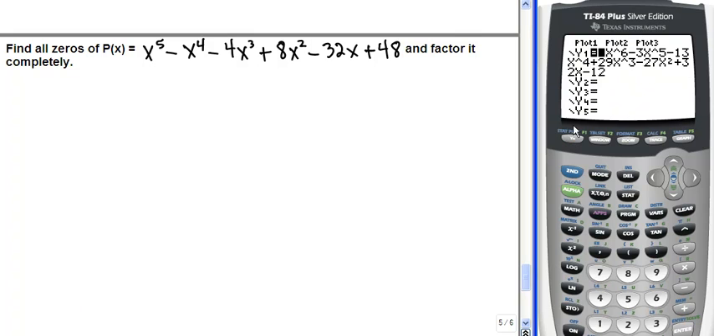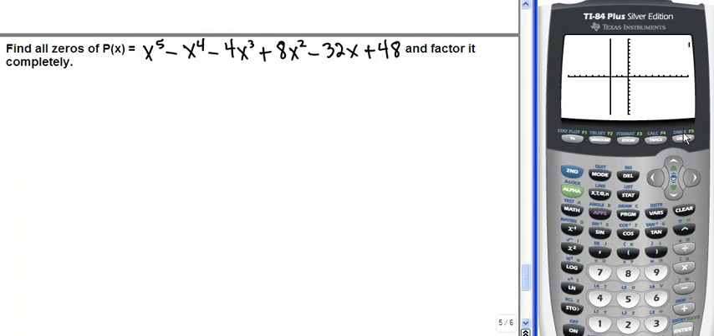So I'm going to go to my y equals, clear this out, and I'm going to type in x to the fifth minus x to the fourth minus 4x cubed plus 8x squared minus 32x plus 48. Make sure I got it right. Hit graph. And my graph is looking something like this.